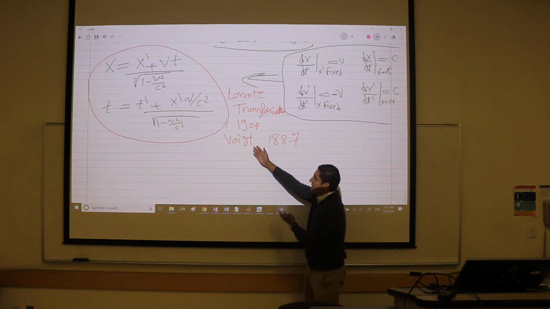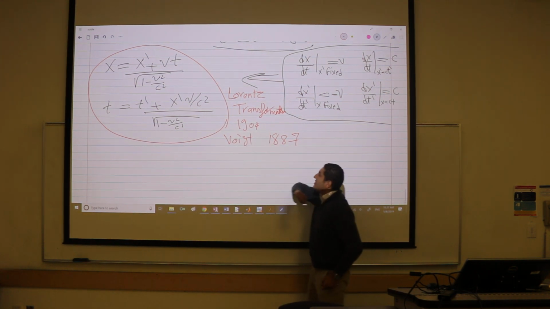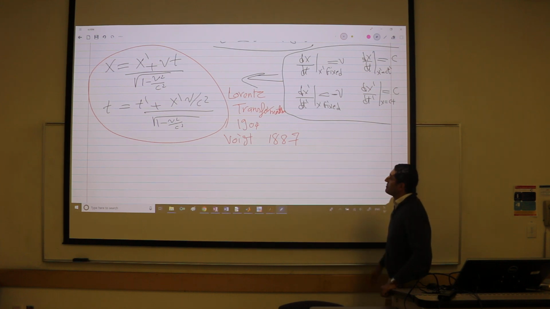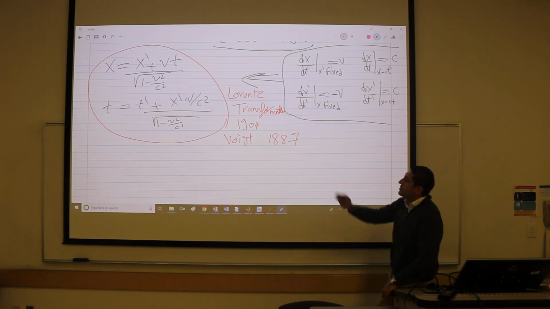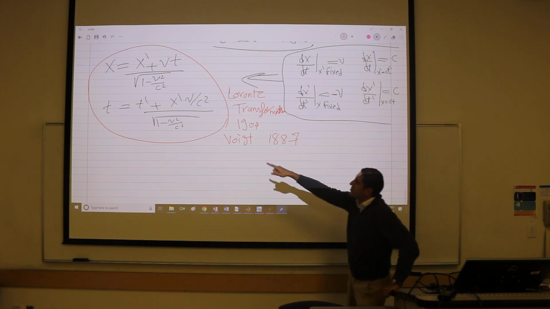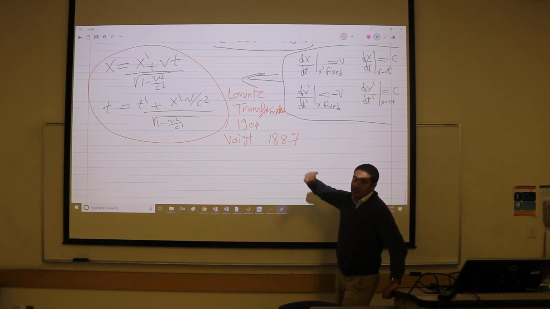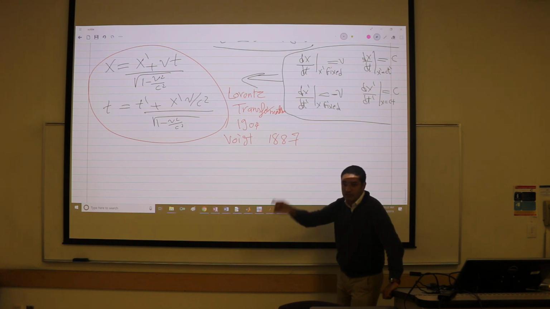Voigt was doing the same for the wave equation, and he found this. For them, as mathematical physicists, this was just a transformation. For Einstein, it was much deeper. Because he said, look, now the world is really changing. Time is not absolute anymore. We have time dilation. We have length contraction.